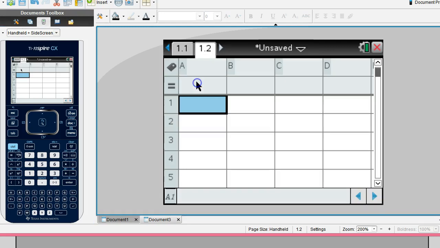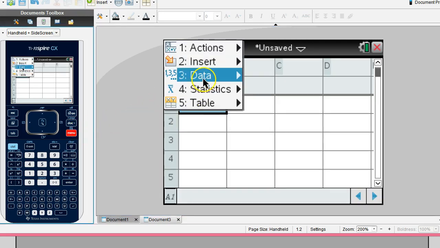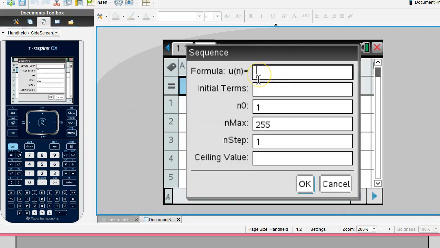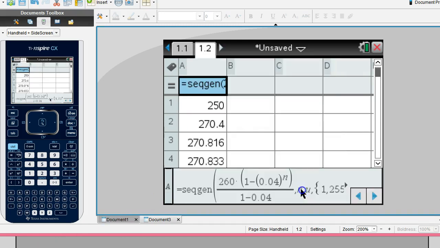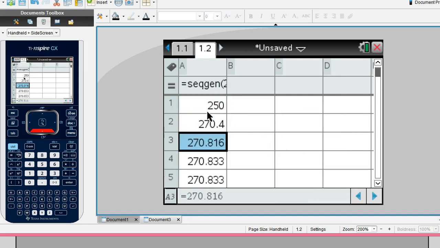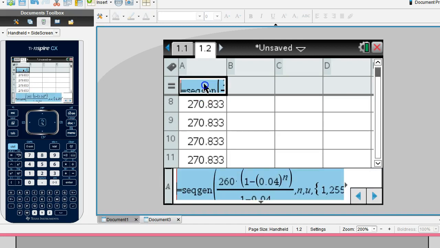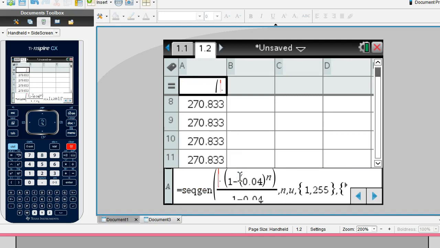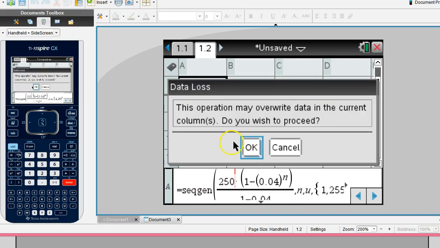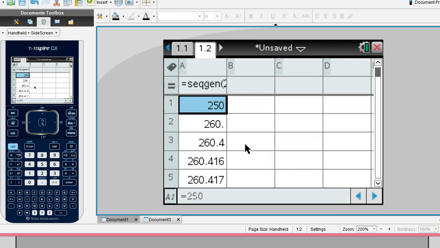And if I wanted to check using my generate sequence form, I go to lists and spreadsheets, menu, data, generate sequence. I type in my sequence and press OK. And as you can see, the values start off at 250. Oh, what did I do? That's incorrect. I must have typed in something wrong. 250. All right, yes. And I get exactly the same values that we got initially.